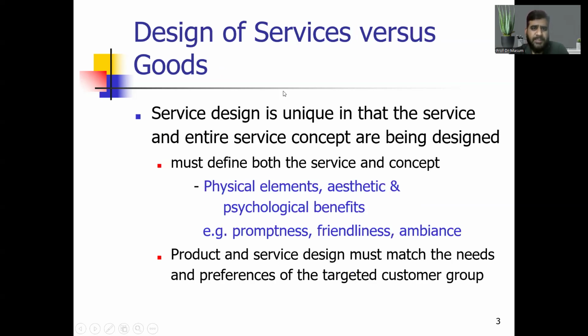And designing of service. Service design is unique in the sense that the service and the entire service concept are being designed, and you must define both the service and the concept. That means when you are providing a service, there are some added facilities. When you are designing the service, you have to take care of the physical elements. What are the physical elements you are offering with the service, or how will this service be delivered?